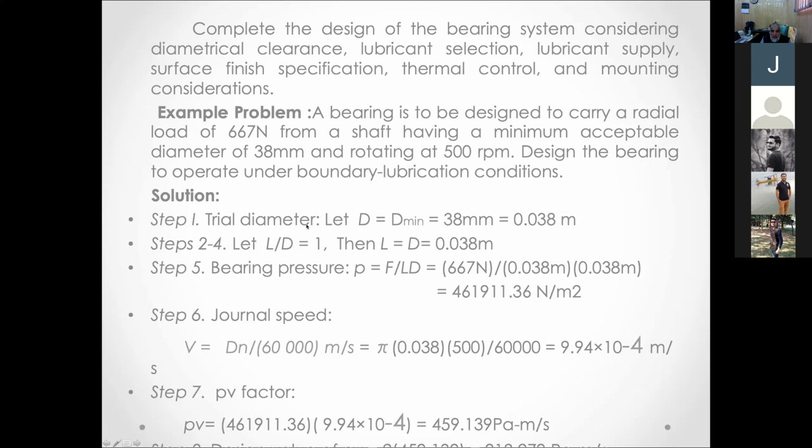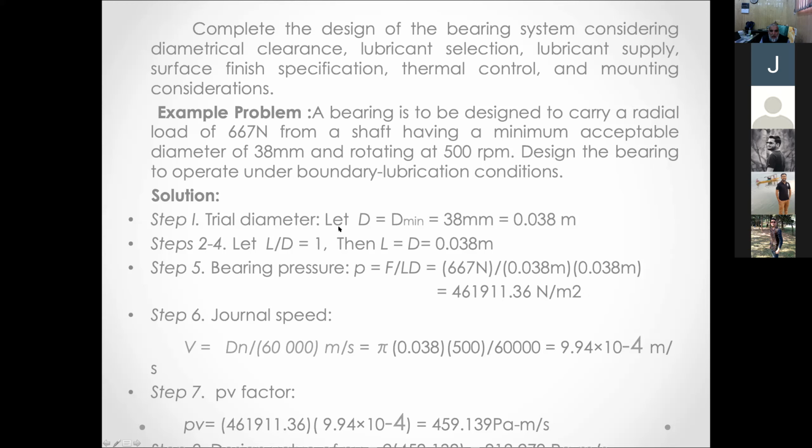Now you can take trial diameter D equal to D minimum, 38. That's what I have taken, but you can take 39 also, 40 also. Then L by D I have taken 1, and L is equal to D. Bearing pressure I have calculated here easily, in Newtons per meter squared. So this will become megapascals.